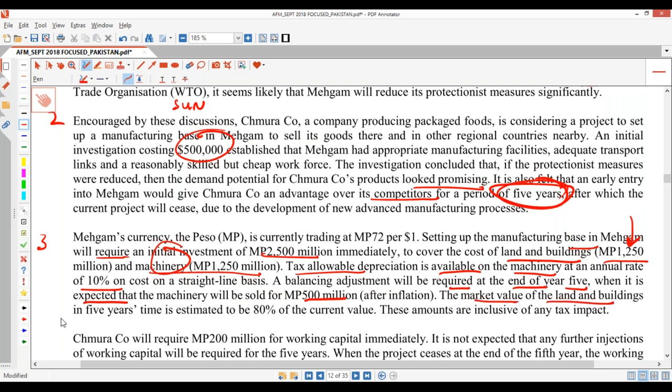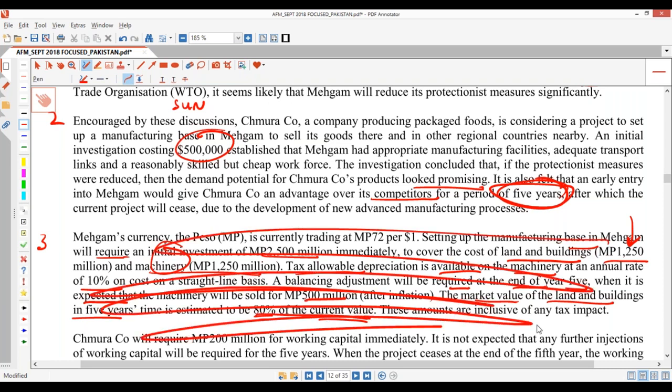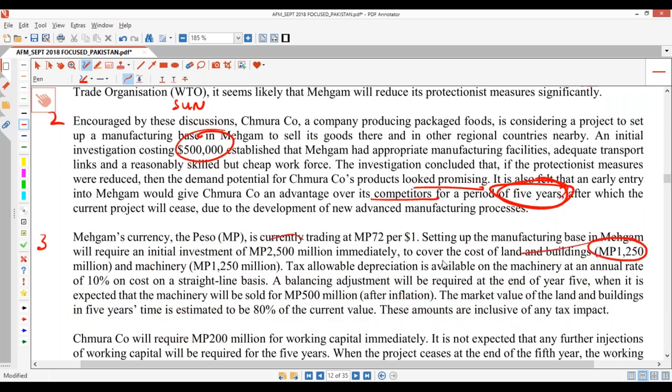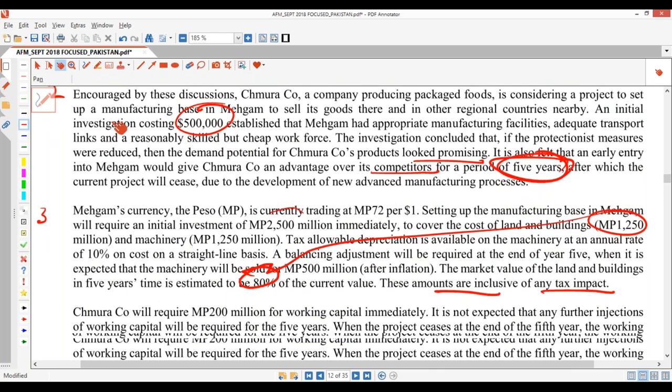The market value of the land and building in 5 years is expected to be 80% of the current value. Means they parked the land somewhere in a lousy place. The building value, or the land value, did not go up. It went down 80%. That's going to be your terminal value or residual value for the building. The amount is inclusive of any tax impact, so you can put this after tax.